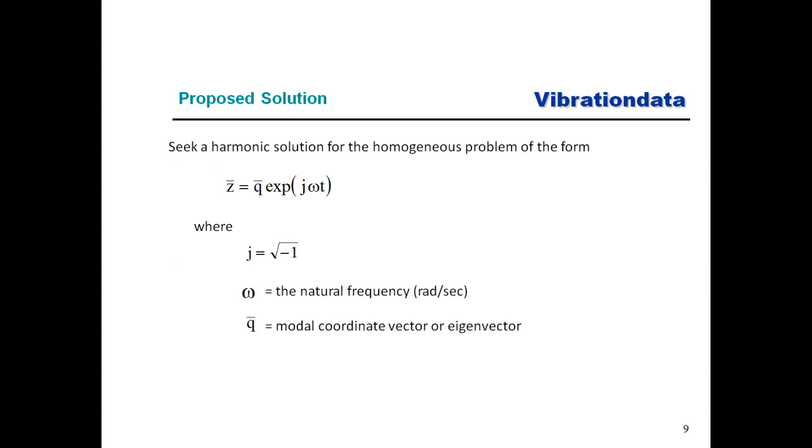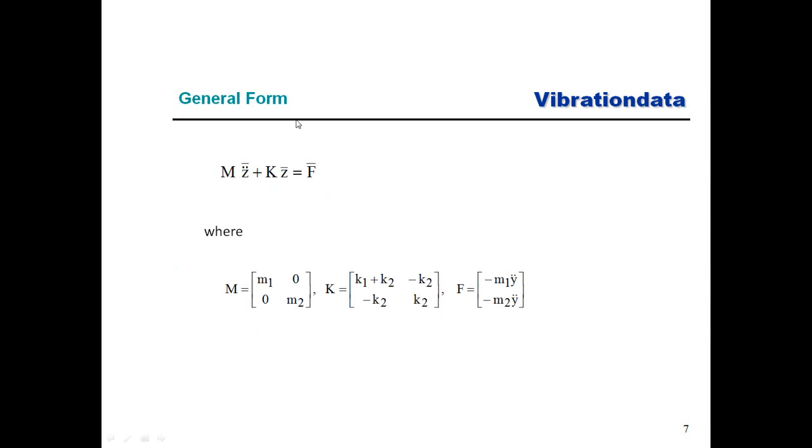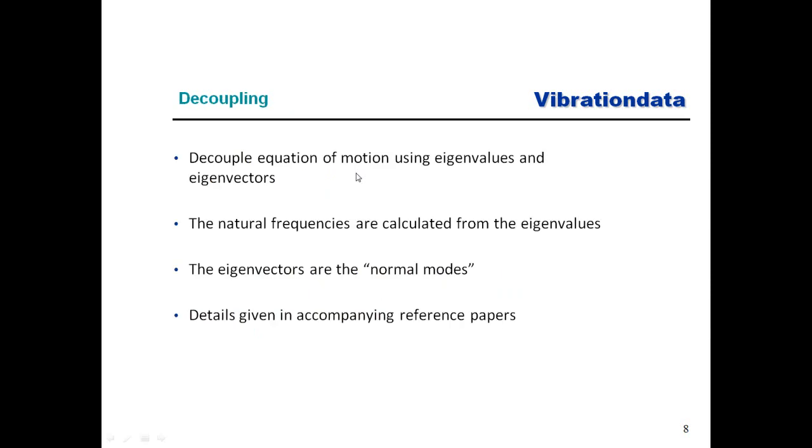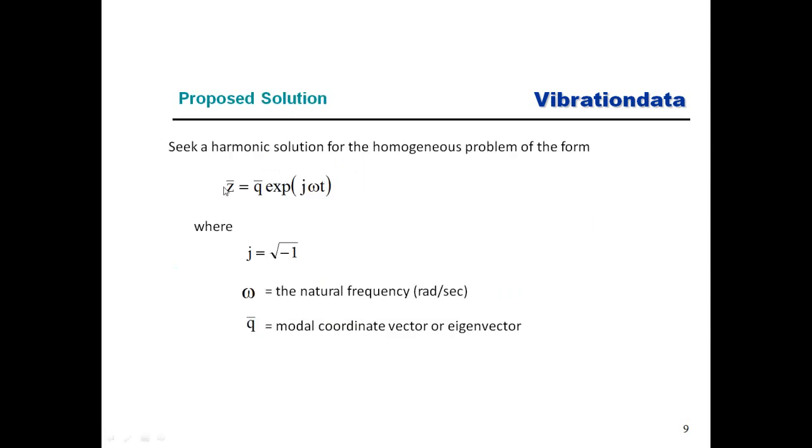So what we're going to do is we're going to take our homogeneous equation. In other words, let's take this equation here, but we're going to set the right-hand side just equal to 0. That makes it homogeneous. And we're going to say that that relative displacement vector is equal to q bar here, which is going to be our modal coordinate vector, or eventually it's going to be the eigenvector, times the exponential here. Then in parentheses we have j. Well, that's just equal to the square root of -1, so that's our imaginary number. Omega is going to be the natural frequency in radians per second times t, which is time in seconds.